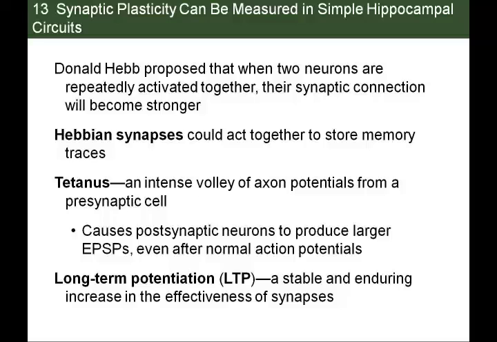And sometimes how we test that is by applying a tetanus, which is basically a volley of action potentials to one of the presynaptic neurons, and see what happens to the postsynaptic neuron. Okay? And this is one way to test what's called long-term potentiation, which is what we think is a proxy for long-term memory. We think that this long-term potentiation, which happens at synapses that are formed in a stable and effective way, is the proxy for what we call long-term memory.